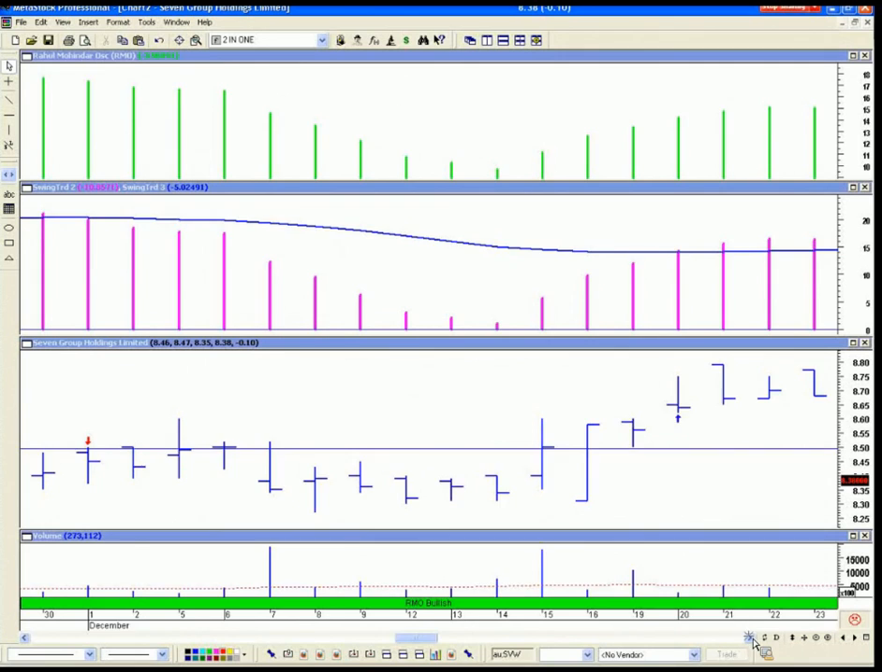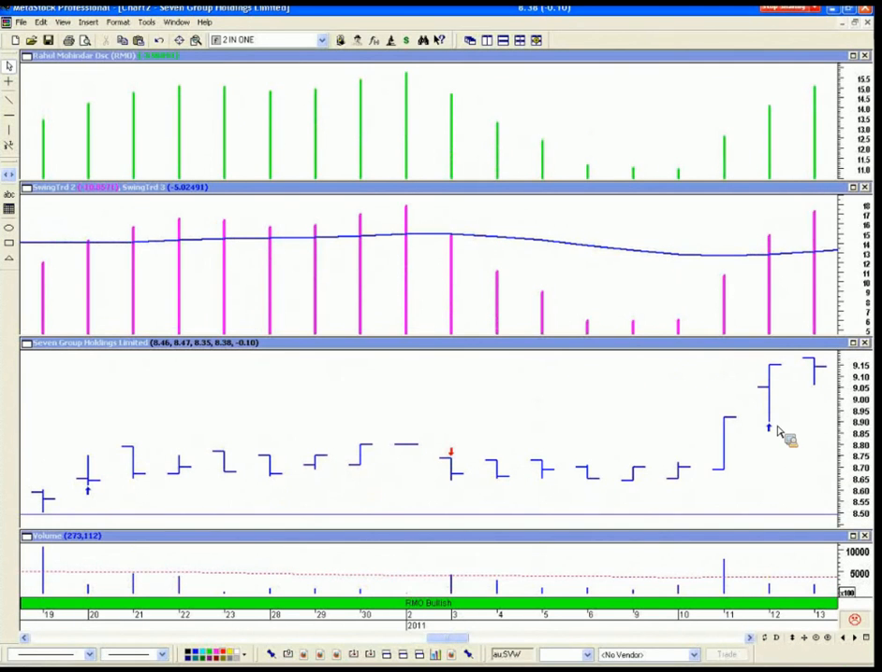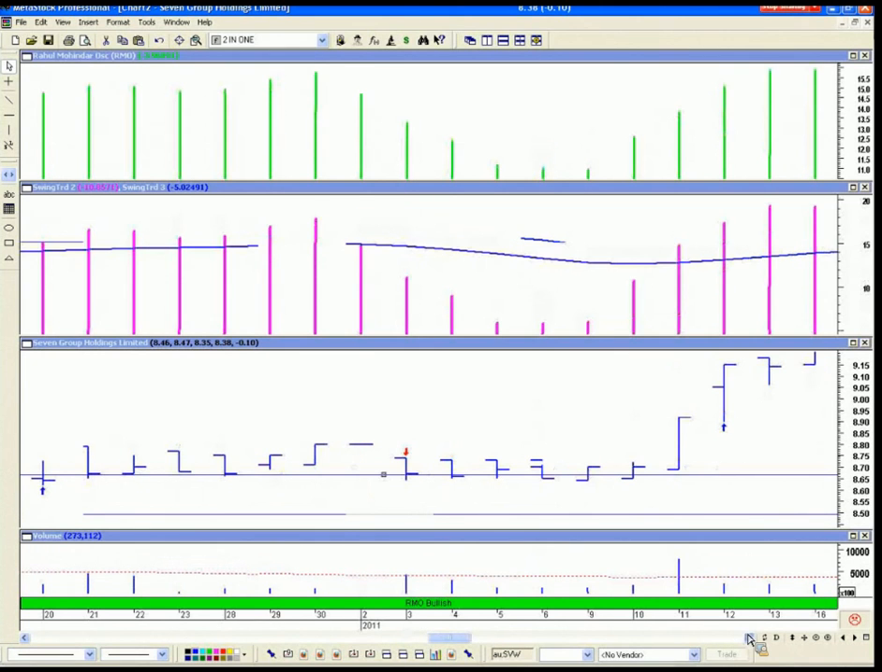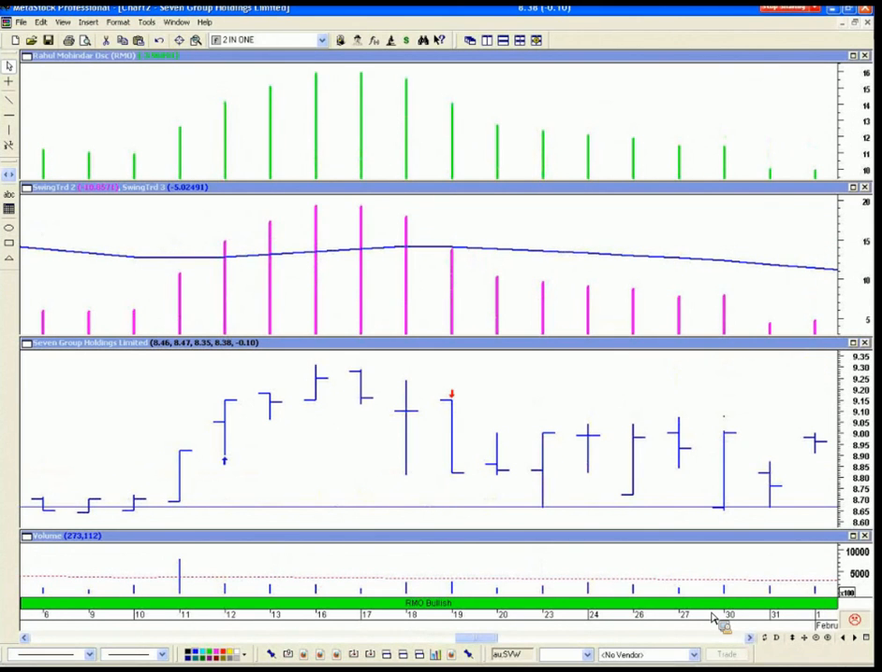Here we get another sell signal, okay? But again, we're still bullish. Okay, here we get another buy signal, so for the purpose of going quicker, we're going to move that stop to 844. Okay, here we get a sell signal. Here we move up our stop.